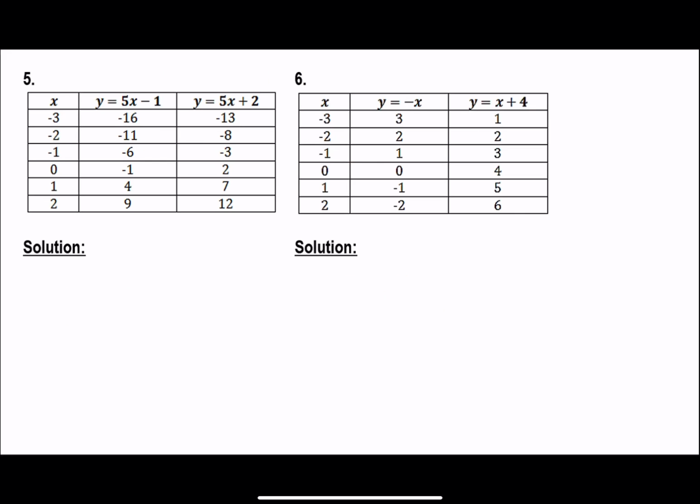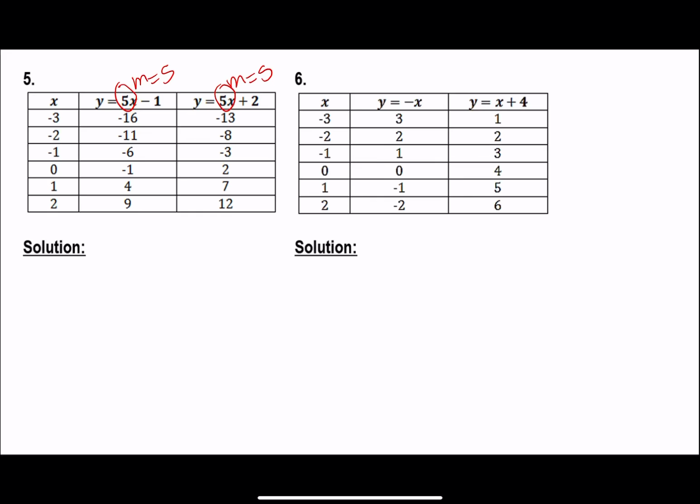Well, I don't see anything that matches, no matter which column I look at for my y's. But I want you to look at your equation part right here and look at the slope in particular. The slope for this first line is 5, the slope for the second line is also 5. And because they have the same slope, the lines are parallel, which means they will never intersect.